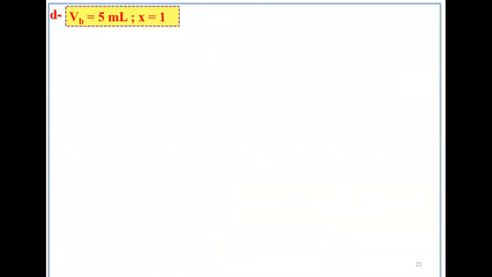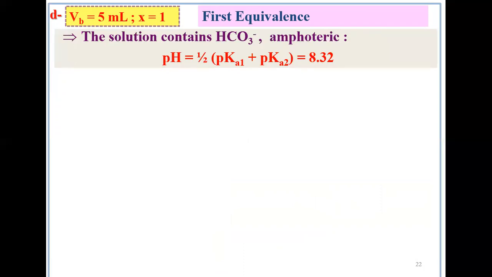Great. Next, at x equals 1, which is, of course, my first equivalence. Volume is 5 milliliters. What do I have at my first equivalence? Yes, I have my ampholytic reagent HA minus, which is in this case hydrogen carbonate. The pH is equal to half pKa1 plus pKa2. Okay, so here we have another value.